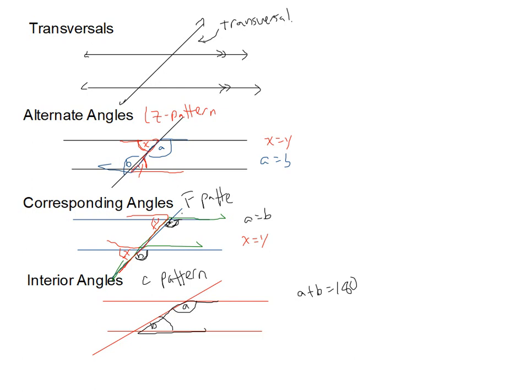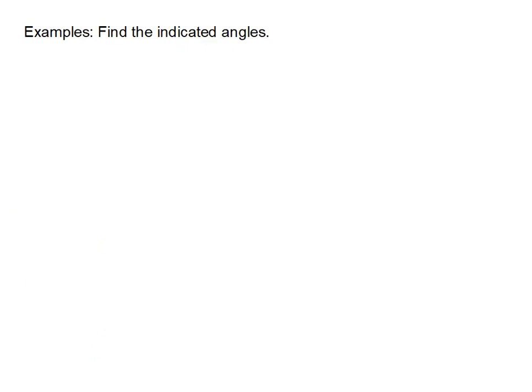Angles inside the F are equal. And we called this one the Z pattern. Angles inside the Z are equal. Now let's use that information to do a couple of examples. Find the indicated angles.